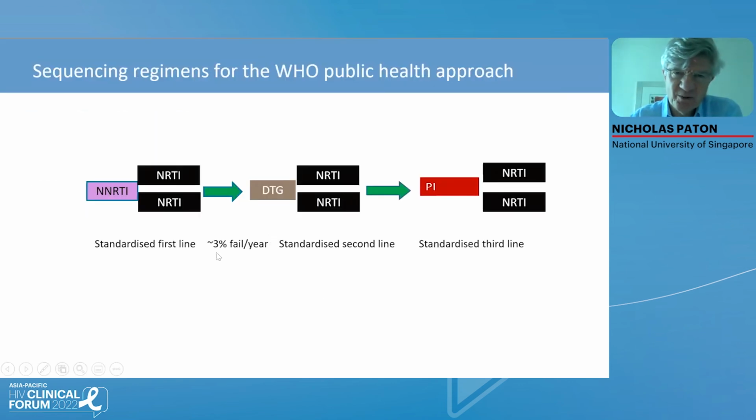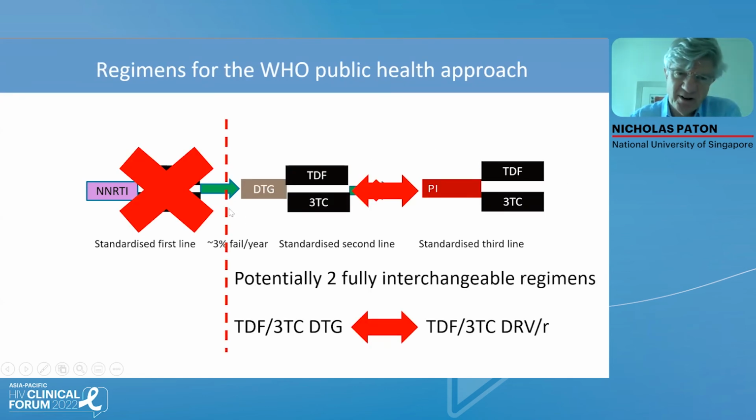So where does this leave us with sequencing and switching regimens? So this is the old plan where you had a non-nucleoside-based regimen with 2 nucleosides. On failure, you'd switch to dolutegravir 2 nucleosides, and then for third line, you'd switch from dolutegravir 2 nucleosides to a PI and 2 nucleosides. But what we've got now, essentially with the non-nucleosides being sidelined or even phased out, essentially we've got 2 very active regimens, dolutegravir or darunavir, each with tenofovir 3TC.